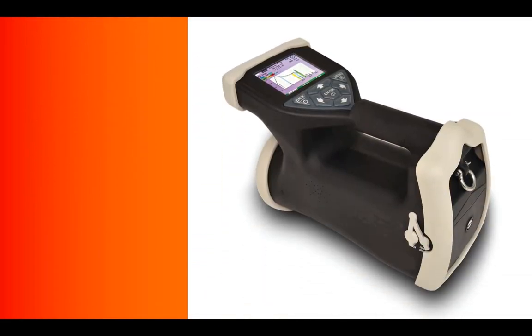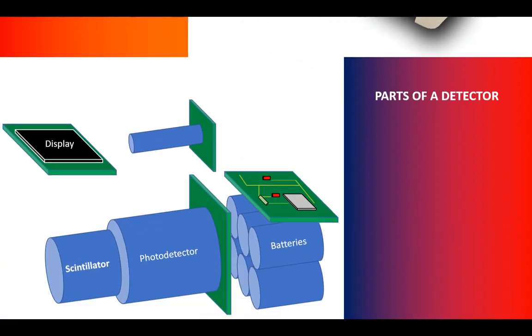Let's have a look at that handheld device. This is a RID. That's shorthand for radioisotope identification device. This detector can identify not just the presence of radiation, but also tell what the radioactive material is. Let's have a look at how it works.